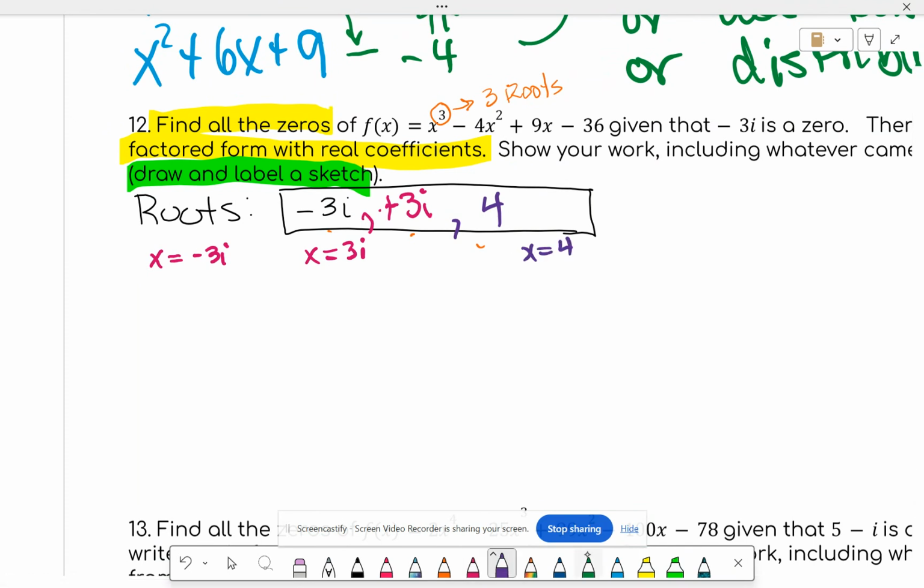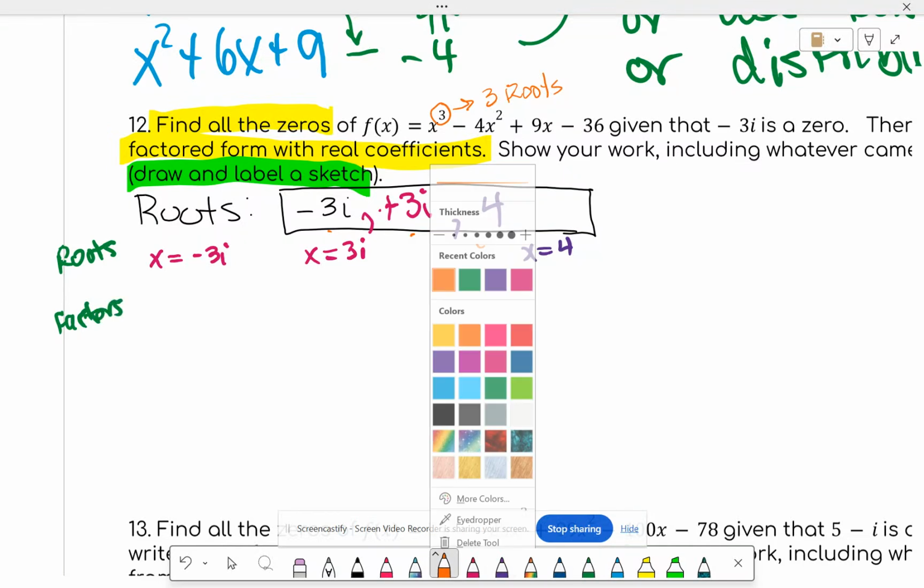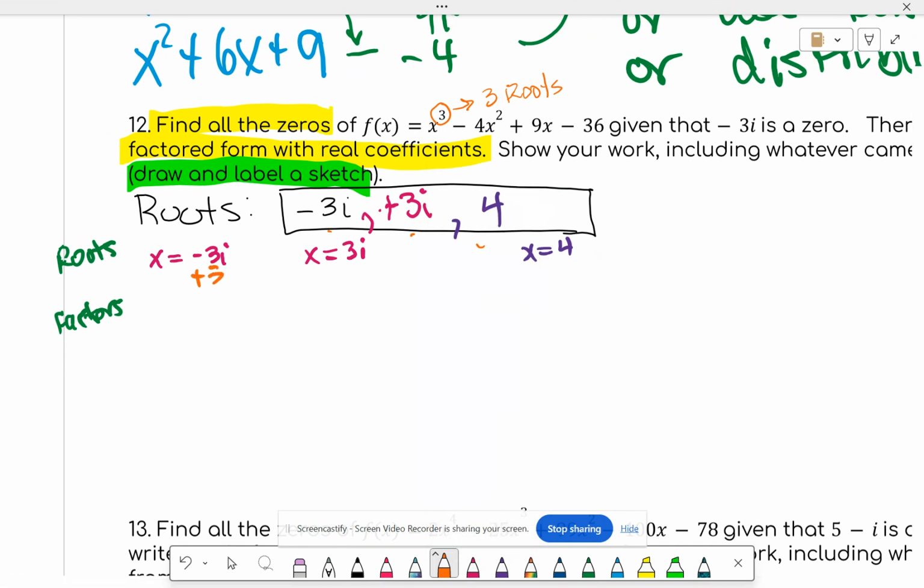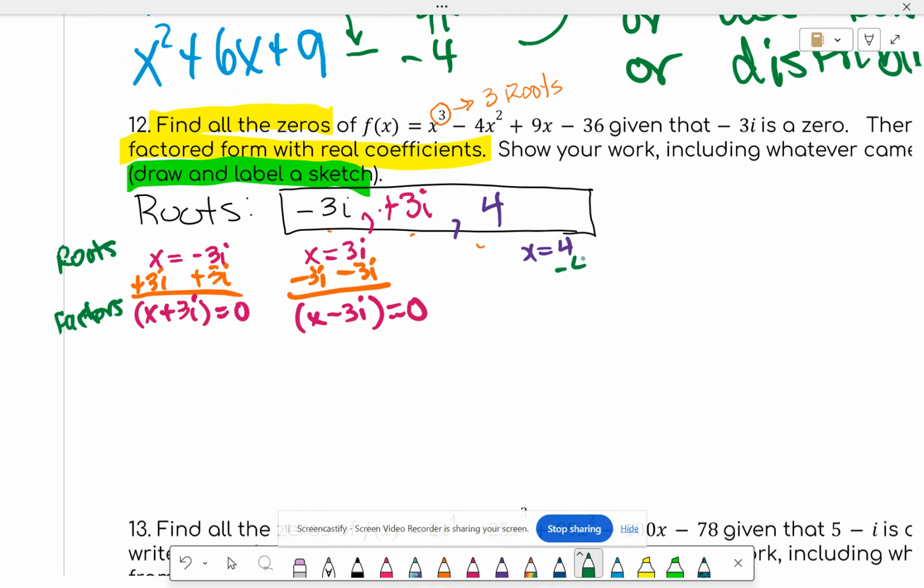So I will use my roots to then find my factors. So remember, to find your factors, you want to get everything on one side equals 0, and that will give you your factors. So I want to do plus 3i and minus 3i. That gives me x plus 3i equals 0, and x minus 3i equals 0. And then for this last one, I will subtract 4 on both sides, and I will have the real root of x minus 4.